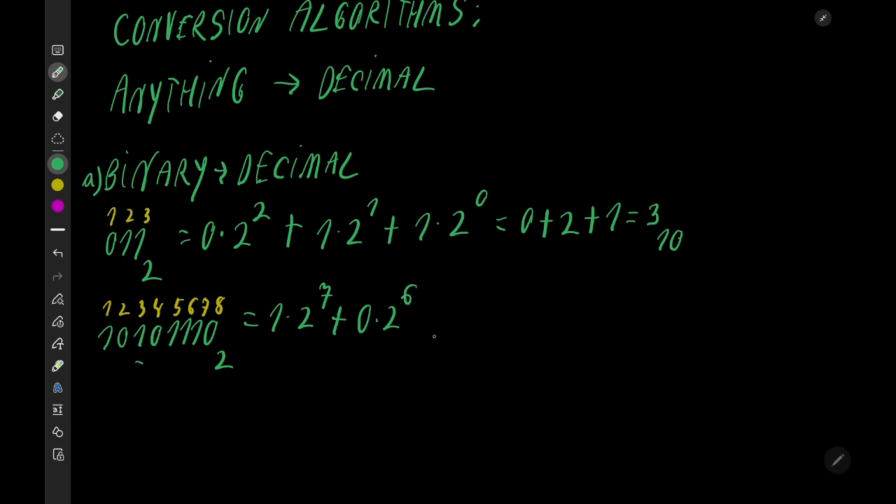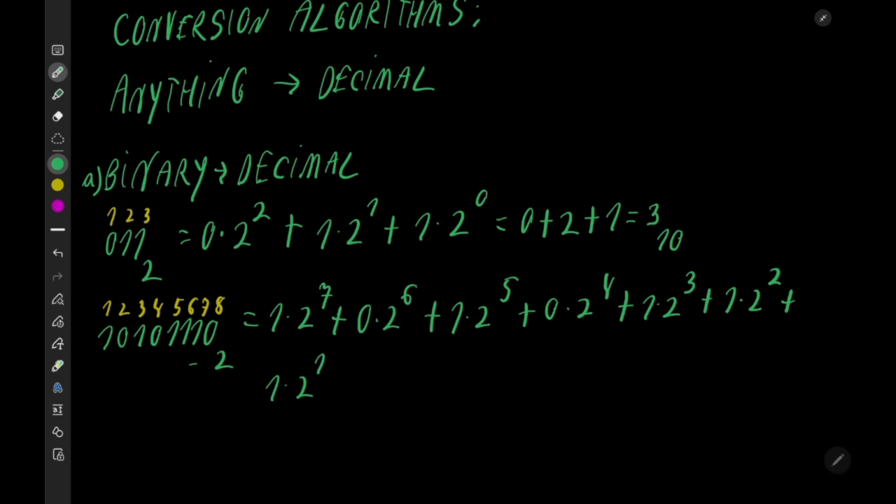Then the third number: 1 times 2 to the power of 5. The fourth, 0 times 2 to the power of 4. The fifth, 1 times 2 to the power of 3. The sixth, 1 times 2 to the power of 2. The seventh, 1 times 2 to the power of 1. And of course the last one, the eighth, 0 times 2 to the power of 0.